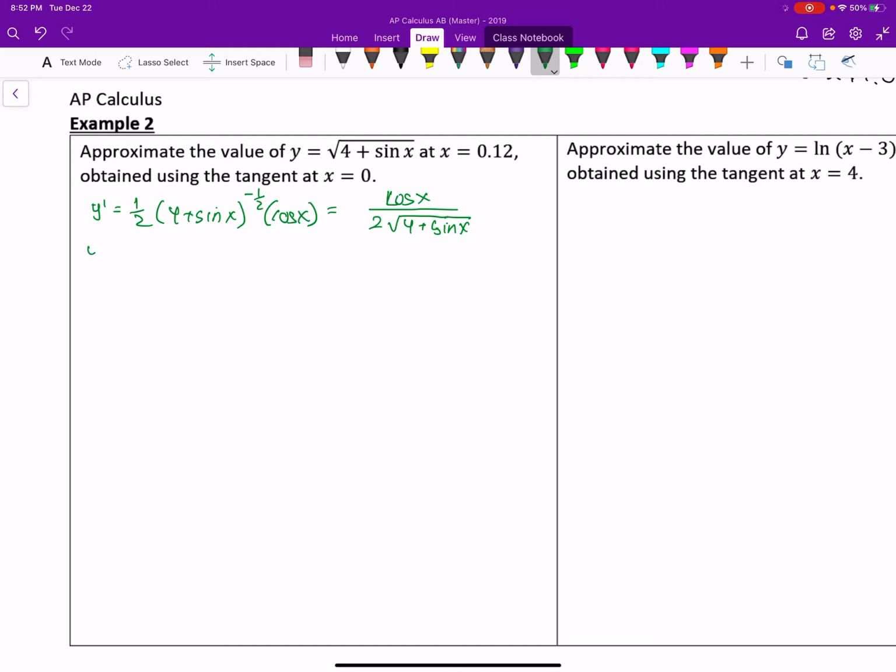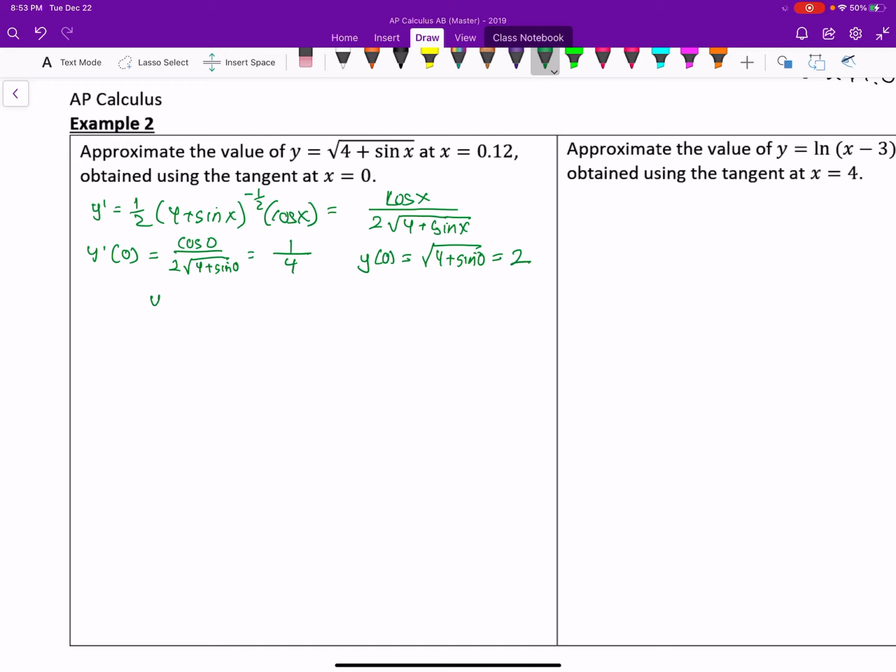So now we have to find y prime at 0, because that's where our center is, and we have to find y of 0. So y prime of 0 is cosine of 0 over 2 times the square root of 4 plus sine of 0. Cosine of 0 is 1. 2 times the square root of 4 plus 0, so that's 2 times the square root of 4, which is 2, so that's 2 times 2 is 4. Okay, much simpler. And then substituting into the original, we get the square root of 4 plus sine of 0, so that's the square root of 4, which is 2.